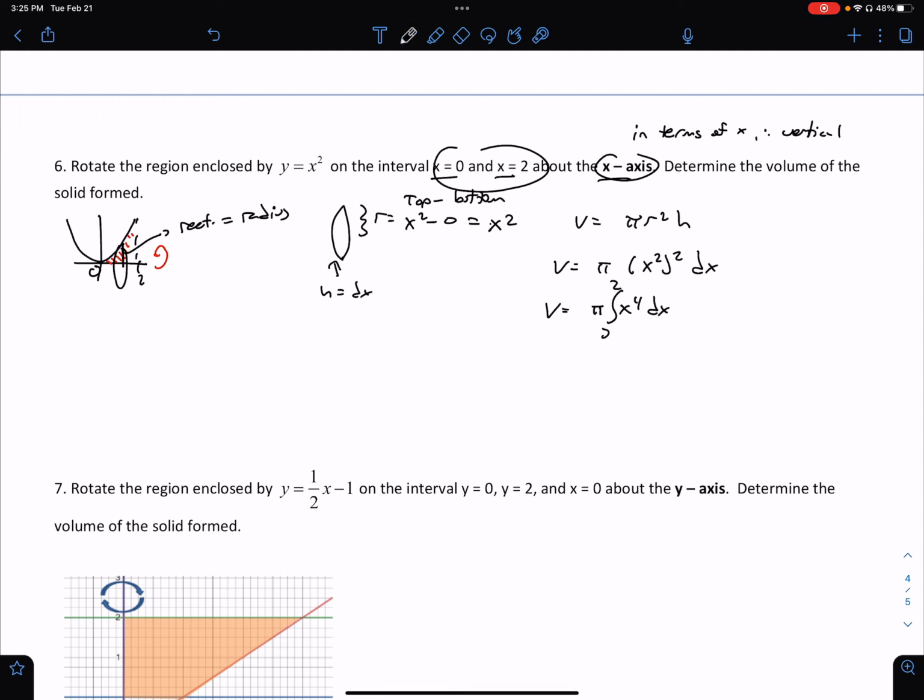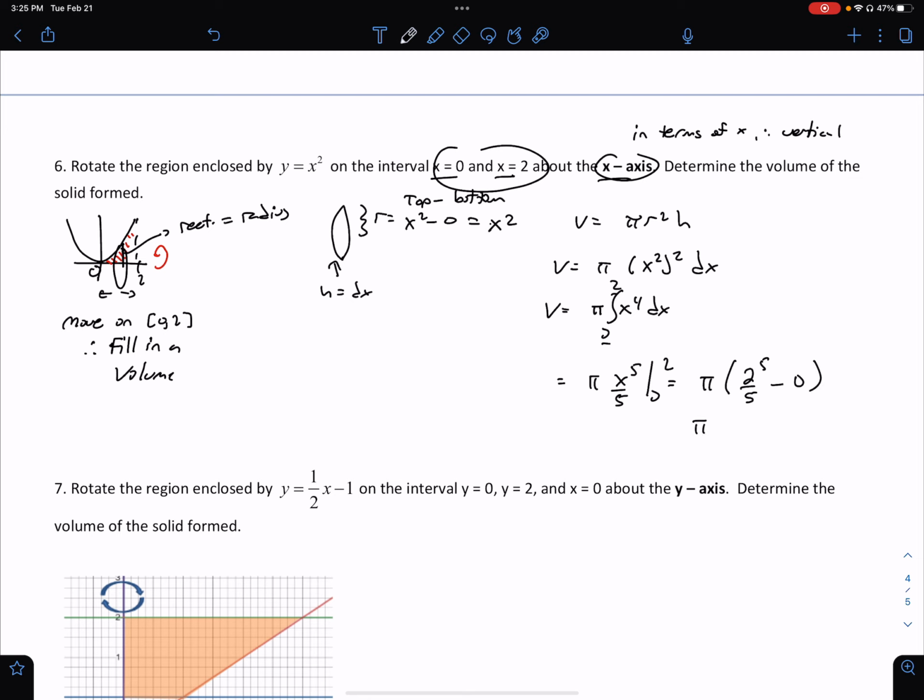Now, we talked about this yesterday, but what the domain tells us is that we are going to move this disk between 0 and 2. So the disk is going to move on the domain 0 to 2, and as it does, it's going to fill in the area. Therefore, it's going to fill in a volume, not an area in this case. Integrating pi x to the 5th over 5 from 0 to 2, and I can just plug this in, pi, plug in the 2, 2 to the 5th over 5, we'll deal with that later, minus just 0, so that's just 32 over 5, right there, times pi. Piece of cake, easy as pie.